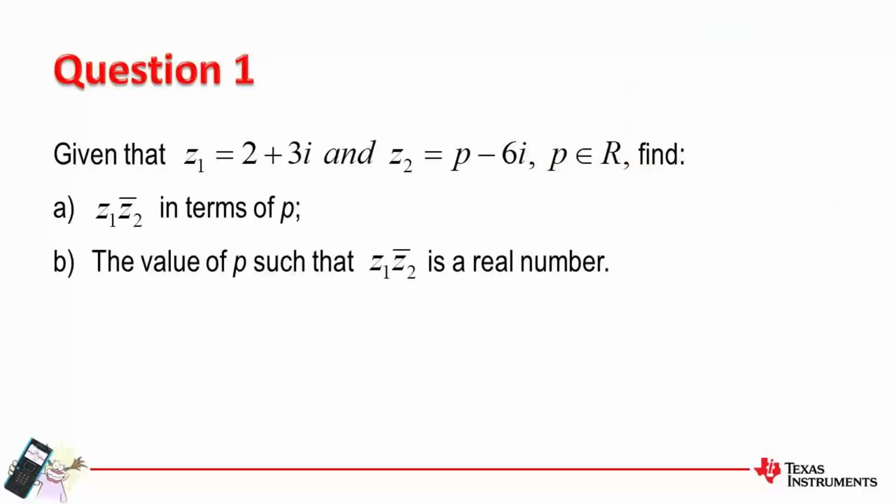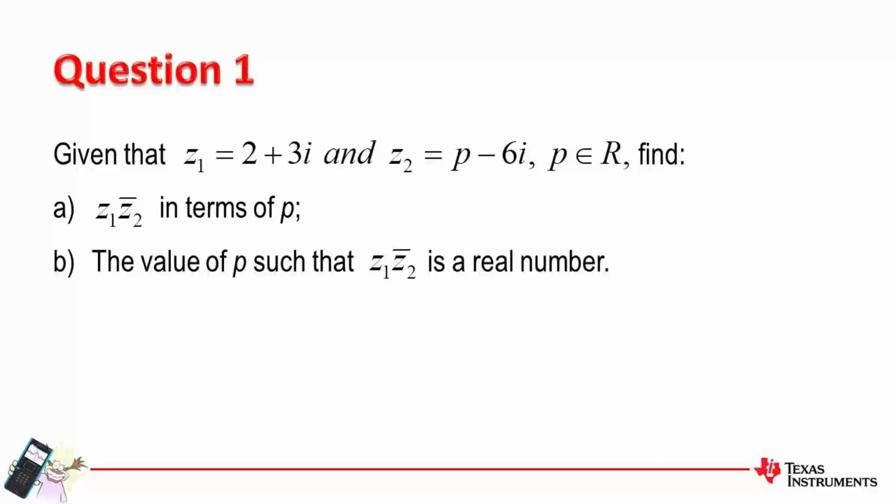We are given Z1 is 2 plus 3i and Z2 is p minus 6i, where p is a real number. We wish to find Z1 times Z2 conjugate in terms of p, and then the value of p such that Z1 times Z2 conjugate is a real number. So let's go to the calculator.